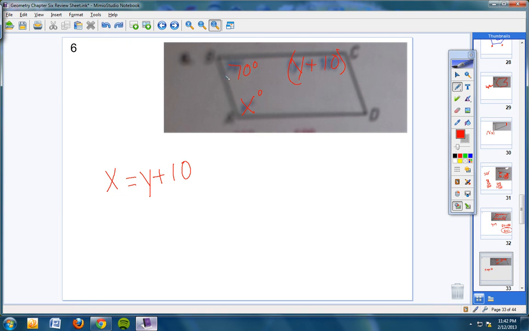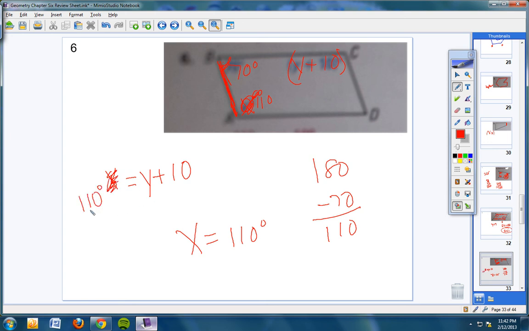But don't forget what else you've learned. Consecutive angles are supplementary. So if this is 70, then what does this have to be to give you 180? Well, real quick, we're going to take 180 and subtract 70 degrees, and we're left with 110. So x equals 110. There we go. So that helps a little bit. So now where the x is right here, I can go ahead and put 110. So now I really have 110 equals y plus 10. Let's subtract 10 from both sides, and 100 equals y.